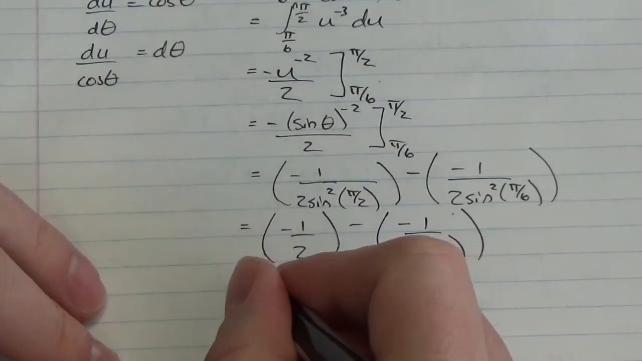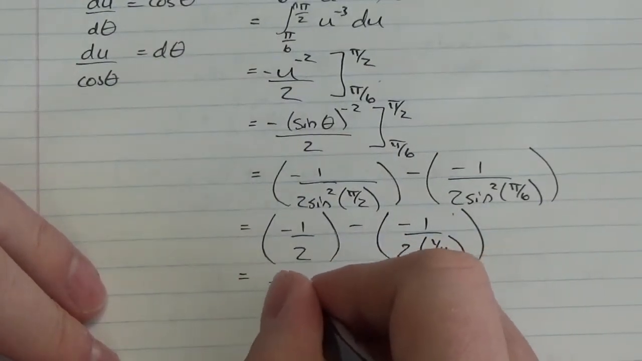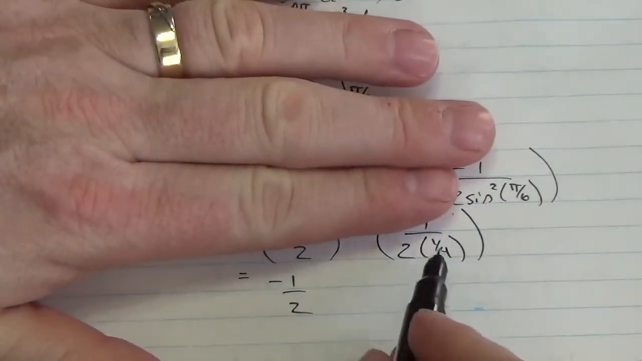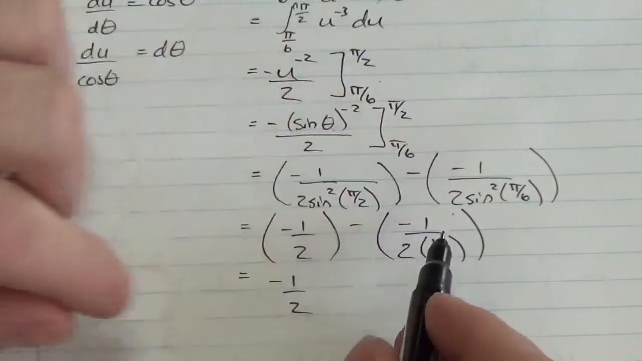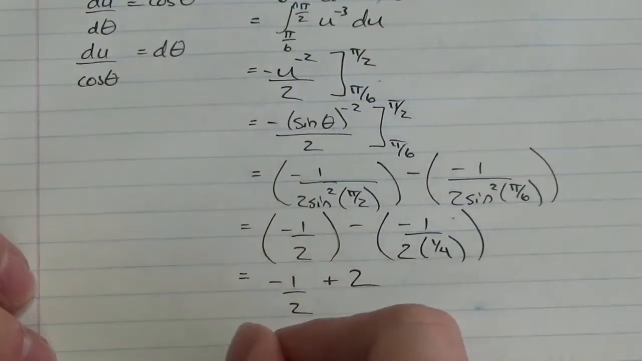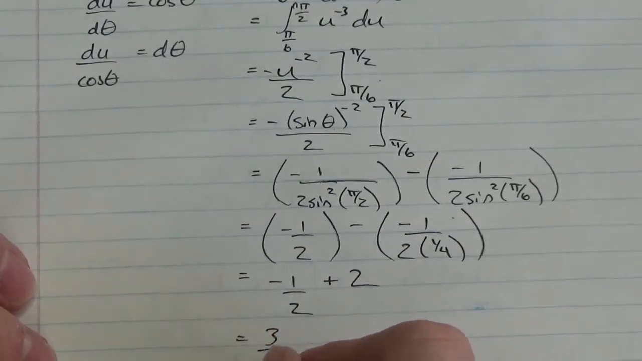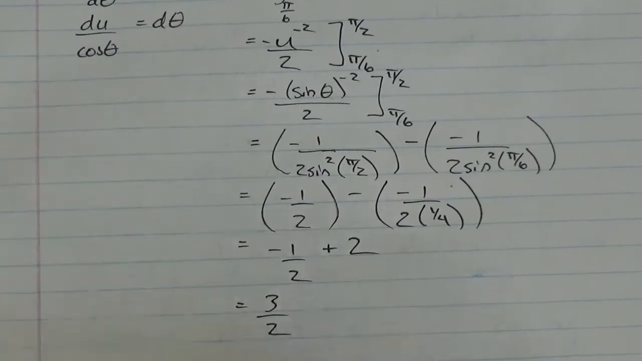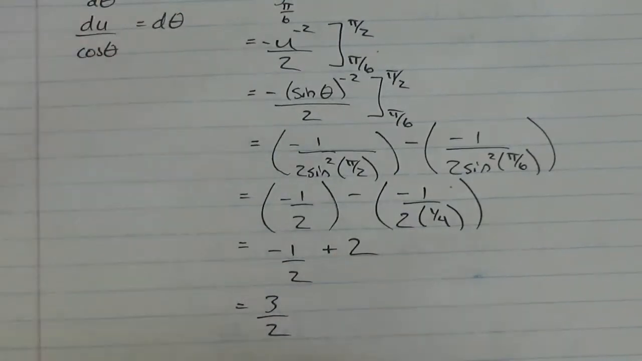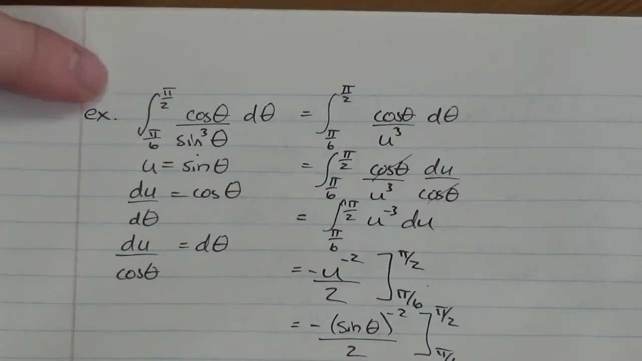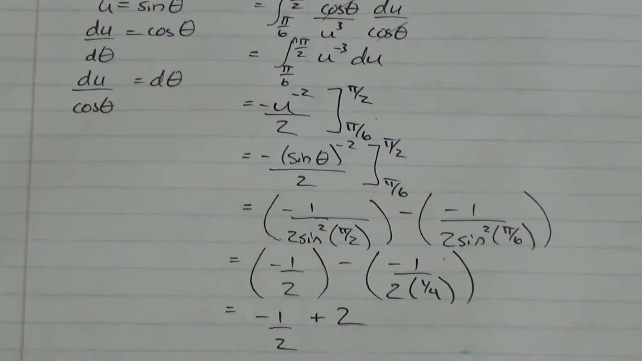And it turns out that that's going to work out rather neatly, because if I just look at 2 times a quarter here, that'll be a half in the denominator, which is going to make that a 2. Because of the negatives, that'll be positive 2. And so when all's said and done, the final answer that I get here is negative 1/2 plus 2, or 3/2. That is the value of this particular definite integral. That's a lot of work.